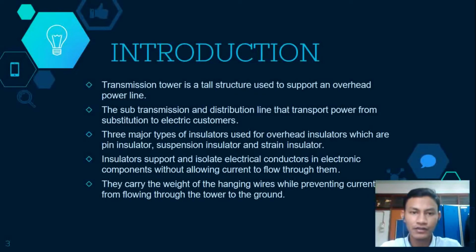Basically, a transmission line is used to support overhead power lines. The sub-transmission and distribution line is to transport power from the substation to electrical customers. Basically, we have three types of insulator: pin insulator, transmission insulator, and the last one is string insulator. The insulator is used to support and isolate electrical conductors and electronic components without allowing current to flow through them. The last one is the insulator that carries the weight of a hanging wire while preventing current from flowing through the wire to the ground.